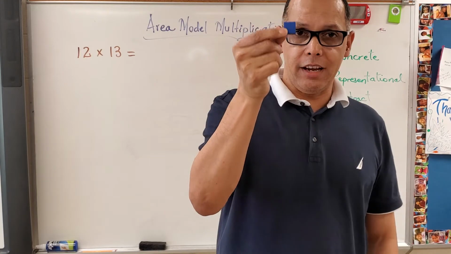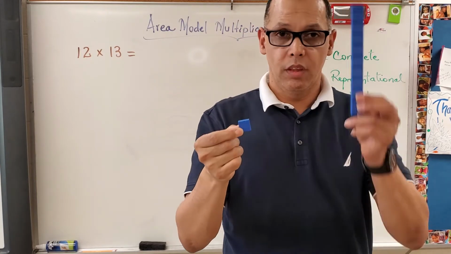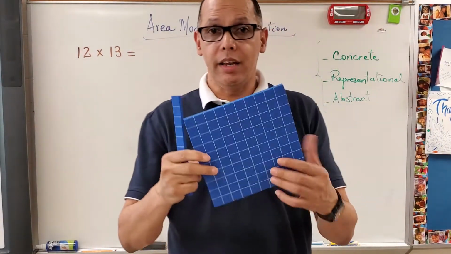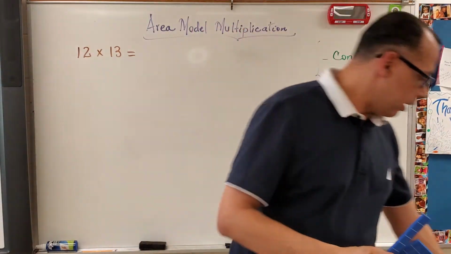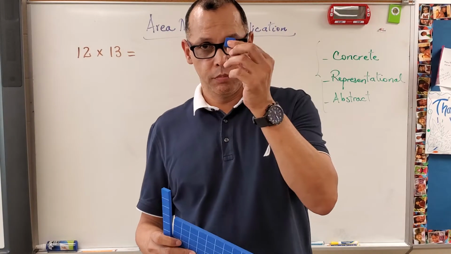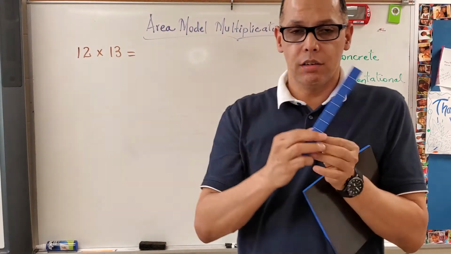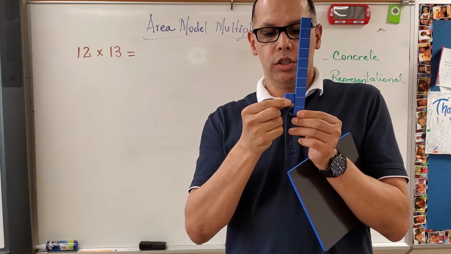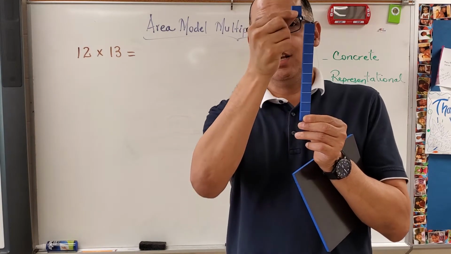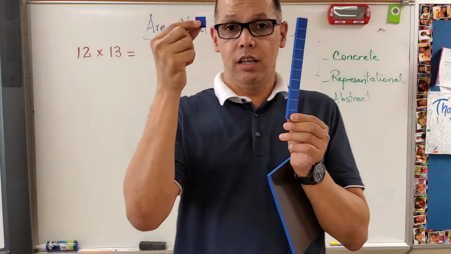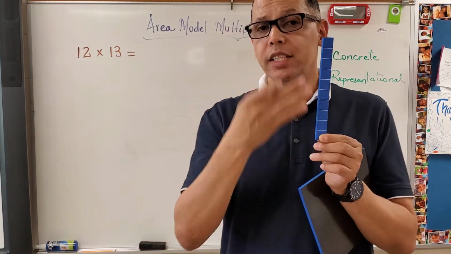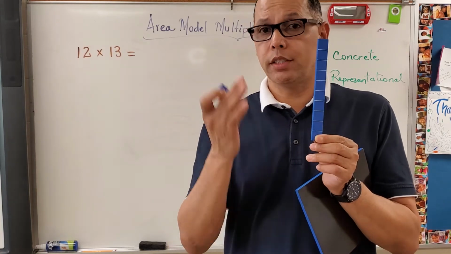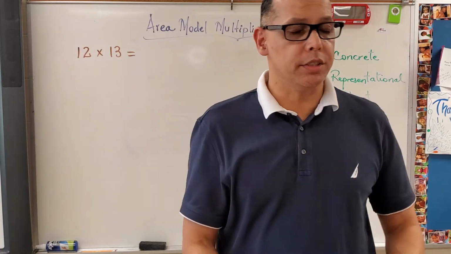Base-ten blocks have ones, tens, and hundreds. So we have ones, tens. The tens have 10 ones. 1, 2, 3, 4, 5. It has 10. A 10 has 10 ones. These tens are also called rods. Ones, tens. Now let's go to the hundreds.